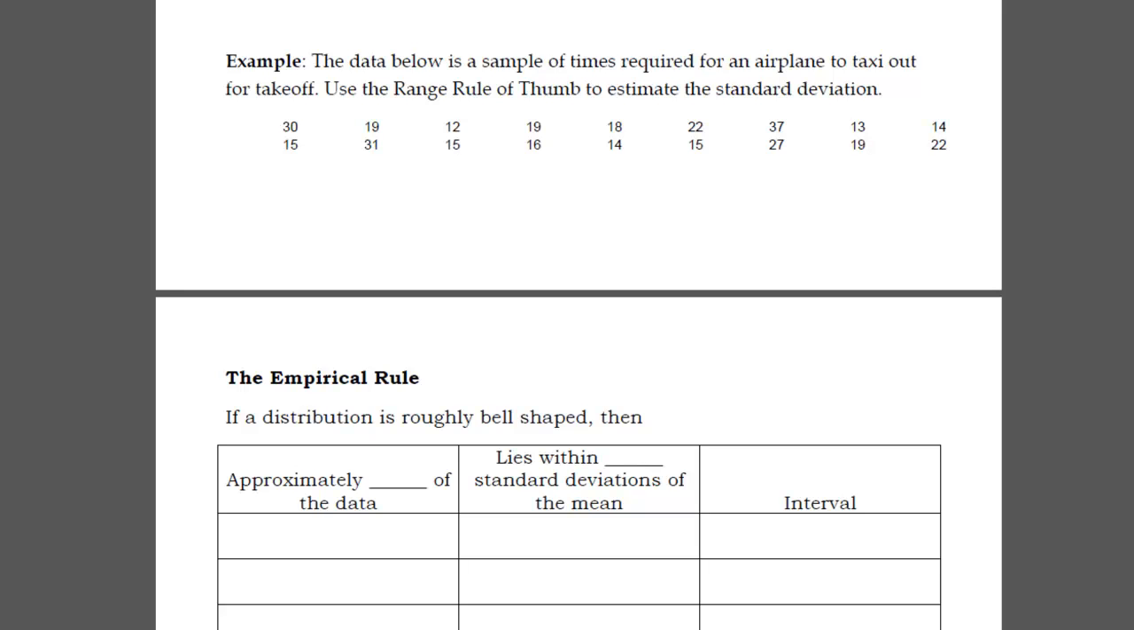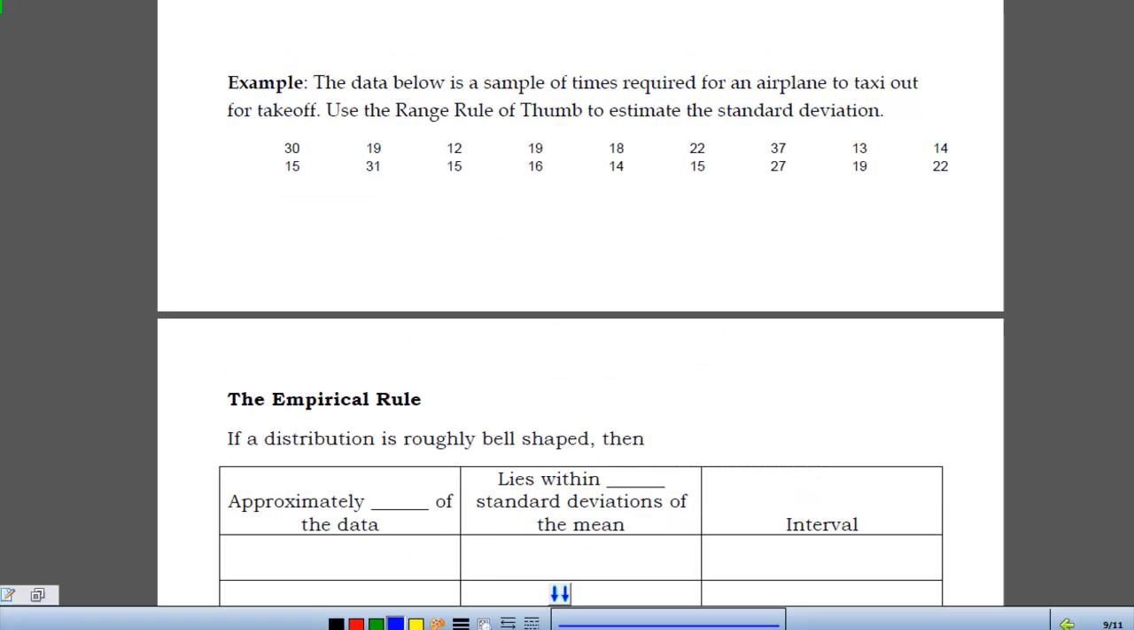Here's the data, okay? What we want to do is estimate the standard deviation. And so we just said using the range rule of thumb, we can get an estimate for the standard deviation by looking at the range and dividing it by 4. Okay, because we're dividing by 4 because from the mean we went up 2 standard deviations and we went down 2 standard deviations. So that's 4 standard deviations in width altogether. Does that make sense?